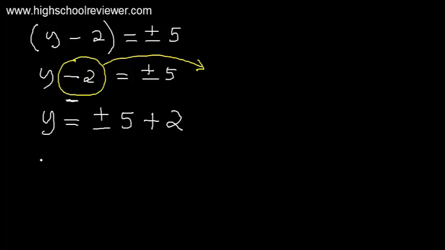Okay, so there will be two values for y. Okay, the first value will be the positive 5. So this will be positive 5 plus 2. And the second value for y will be the negative 5. So this will be negative 5 plus 2.